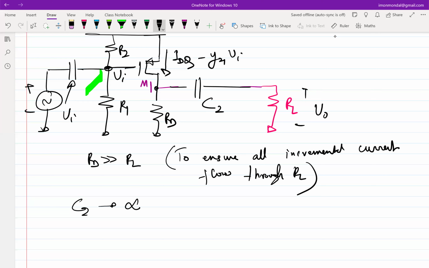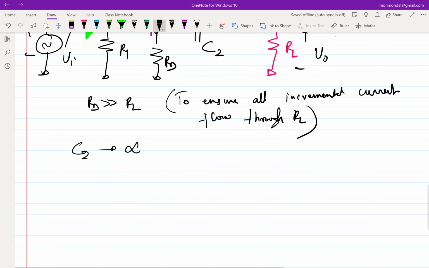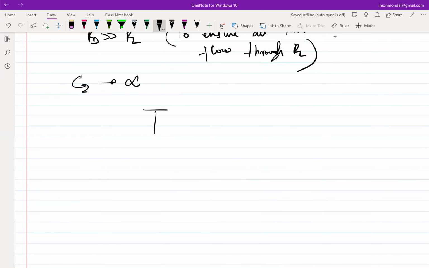Think time constant. Yeah, right. So if I have to look at the circuit, essentially what I'm trying to get at here is what is the time constant associated with C2. So if I have to find out the time constant associated with C2, let's do that explicitly.